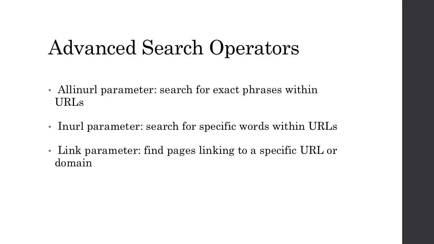Three, link: use this parameter to find pages linking to a specific URL or domain. For instance, if you are looking for websites that link to Google's homepage, https://www.google.com, you would use the link operator like so: link:google.com.